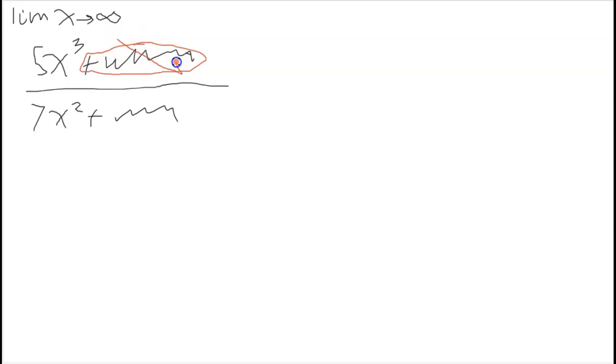This stuff shrinks to zero compared to the first term. And the same exact reasoning down here. This stuff shrinks to zero compared to the first term. So this is approximately 5x squared, sorry, 5x cubed over 7x squared.